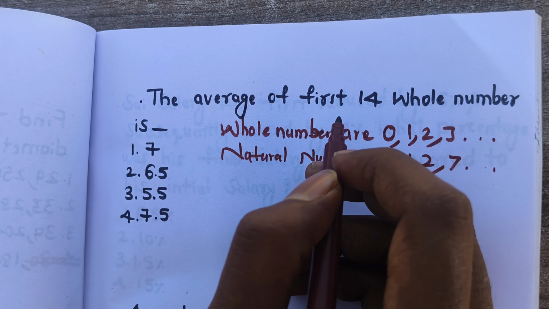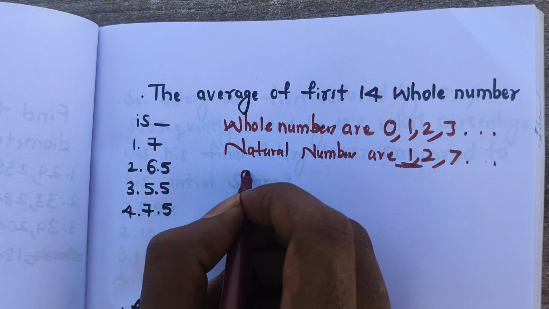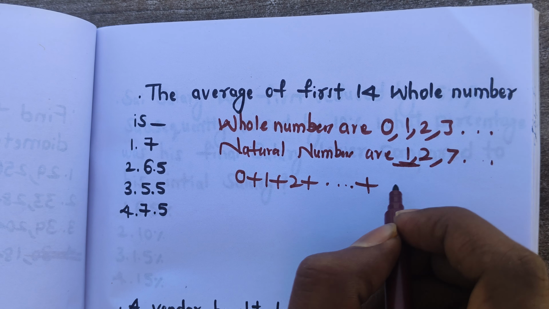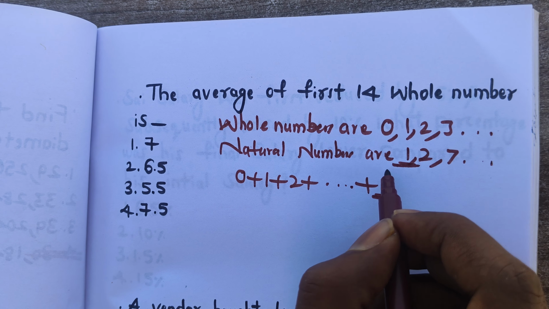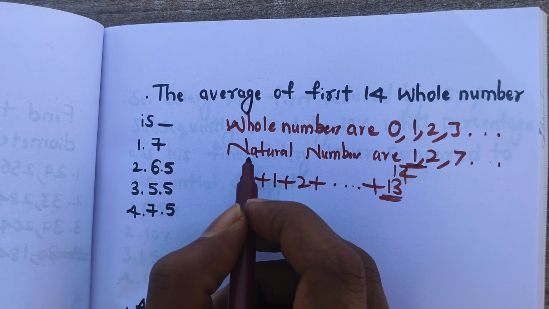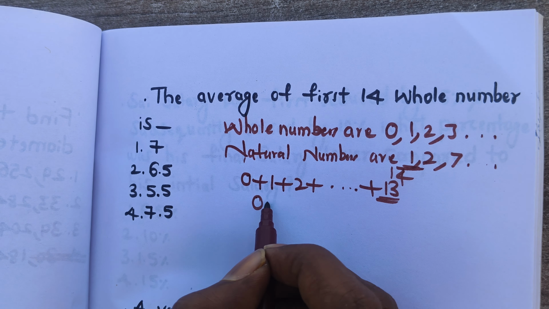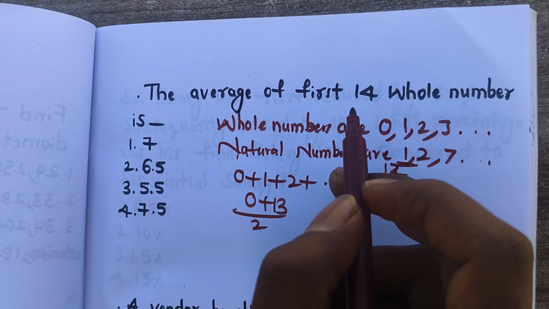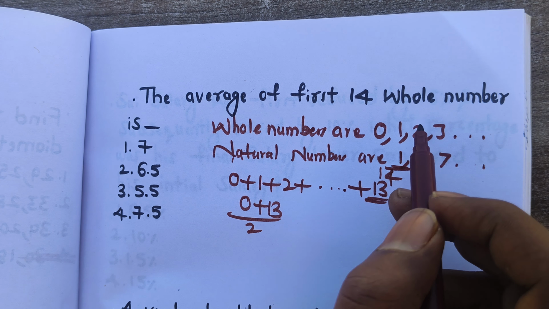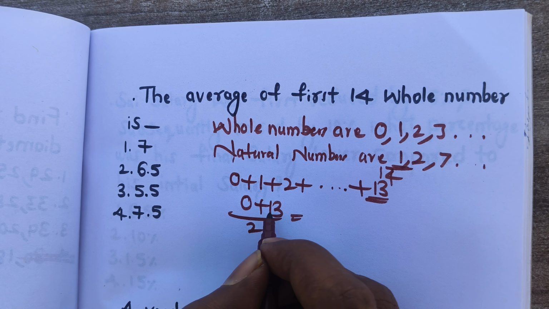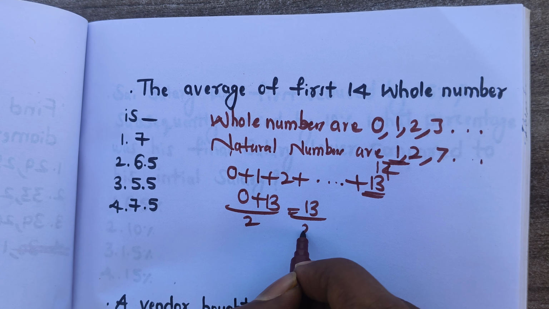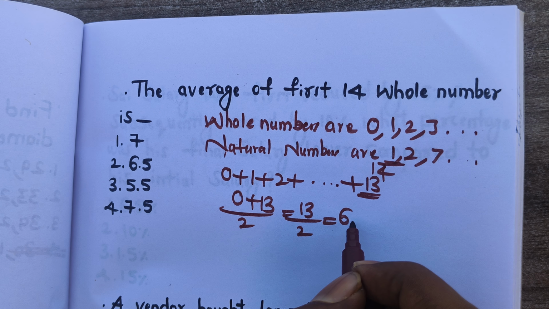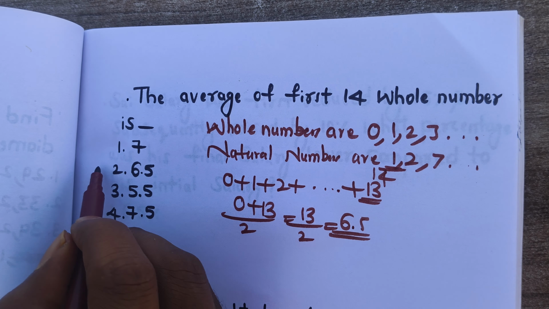The average of the first 14 whole numbers: 0 plus 1 plus 2 plus so on plus 13. The 14th number is 13 and the first number is 0, so the average is first number plus last number by 2. 0 plus 13 by 2, divided by 2, we get 6.5. The second option is our answer.